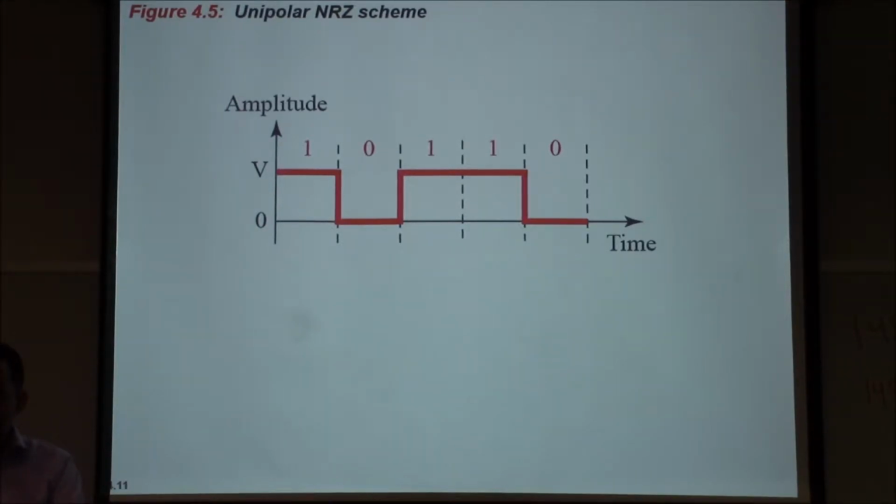So if we have another 1 here, we'll just continue. We'll do a transition to a positive voltage. If we have another 0 here, we'll go back to no voltage, absence of voltage. As you can see here, it's a very simple technique. Because it's very simple, it's not used nowadays.